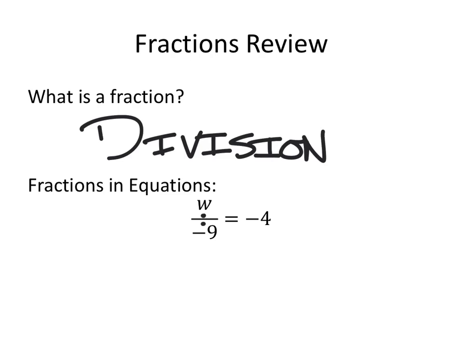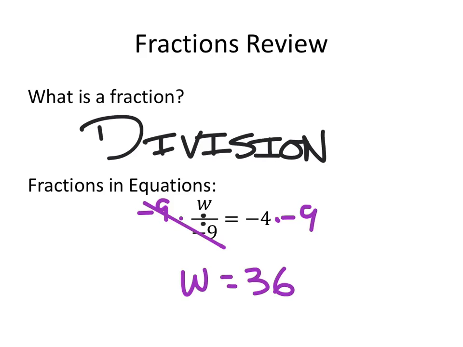It will be though. So we said, you know what, we're going to do the opposite or the inverse of division by multiplying this side by -9, but if I do it to one side, I do have to do it to the other side as well. That made a phantom 1 there, and we got W equals 36. Okay, -4 times -9 is 36. And we've already checked that one.